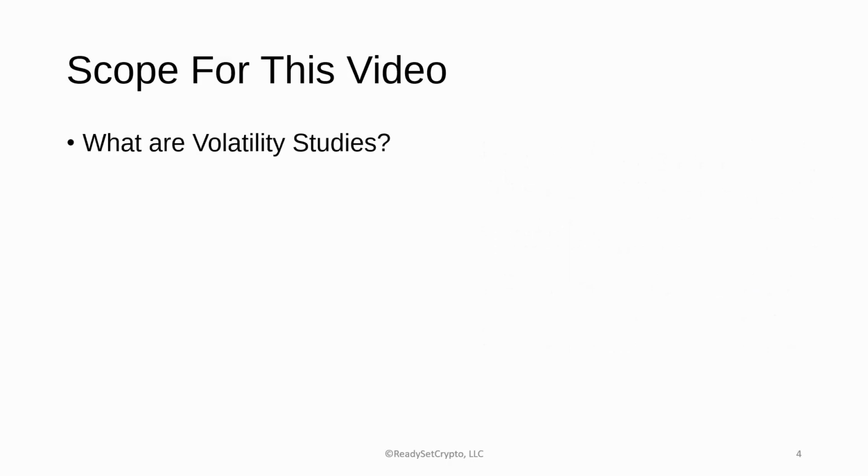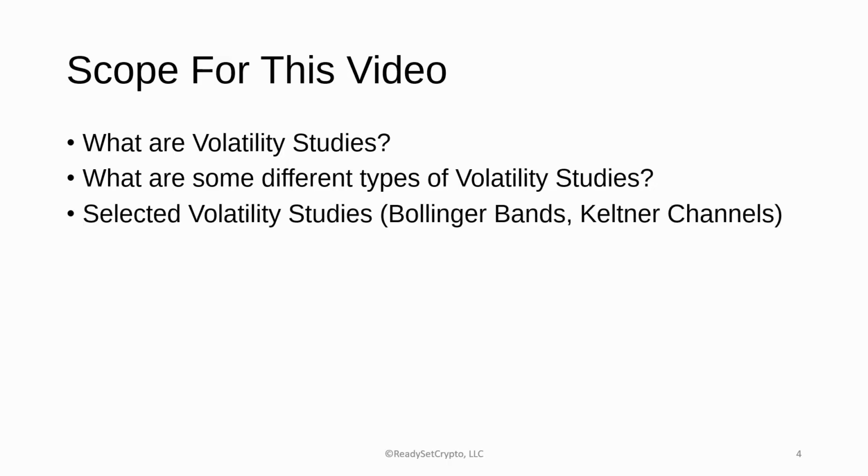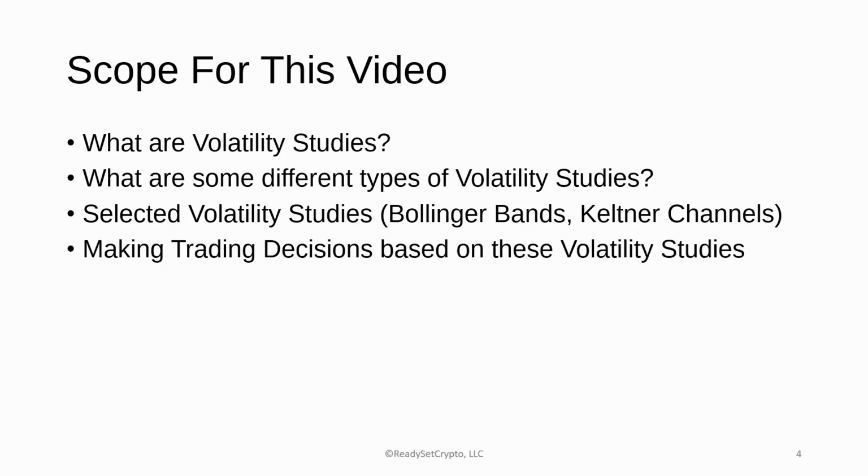Welcome to Module 7, Volatility Studies. In this video, we're going to be talking about what volatility studies are. We're going to discuss some different types of volatility studies. We'll show you details about selected ones, which in this case are the Bollinger Bands and the Keltner channels. And then we'll talk about making trading decisions based on these volatility studies. And we'll actually finish out by combining both of them together into a new hybrid study.